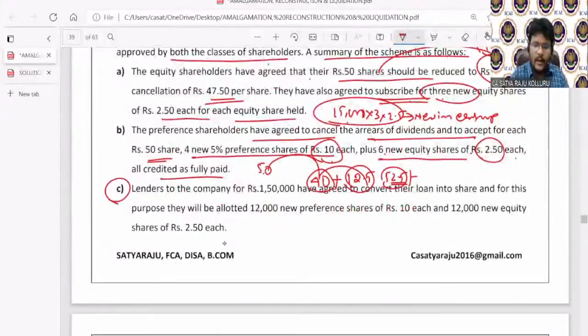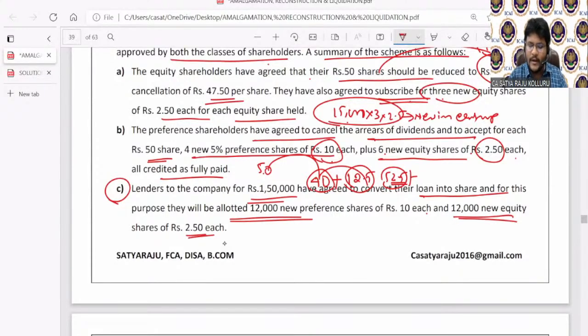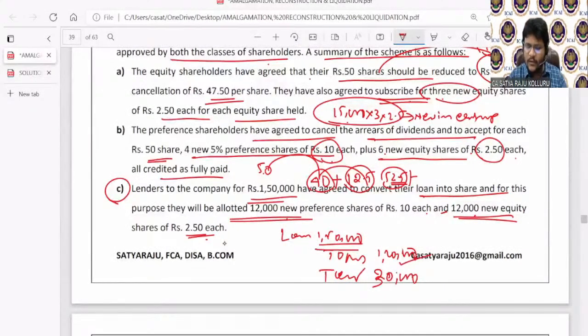Coming to point number C, lenders to the company for 1,50,000 have agreed to convert the loan into shares. For this purpose, they will be allotted 12,000 new preference shares of rupees 10 each and 12,000 new equity shares of rupees 2.5 each. It's very easy. Loan account debit 1,50,000 to preference share capital 12,000 into 10, which is 1,20,000. To equity share capital 12,000 into 2.5, which is 30,000. Now the total amount is equal to 1,50,000.